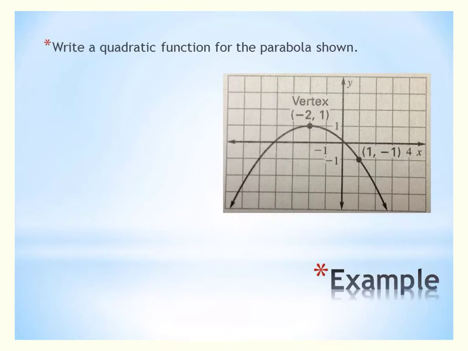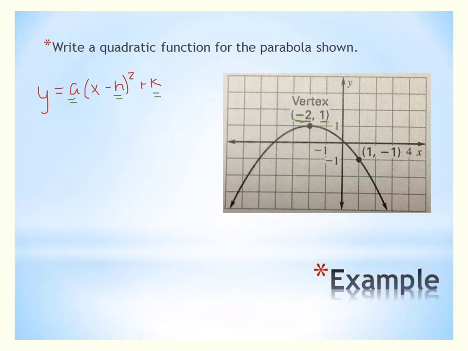In this example, we are given a vertex and one other point. When we're given a vertex, we might tend to look at vertex form. If you remember, vertex form is y equals a times the quantity x minus h squared plus k. To complete this form, you need an a, an h, and a k. Your vertex gives you an h and a k, but we need an a.